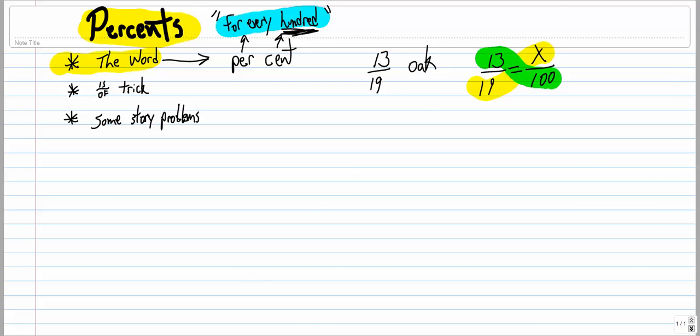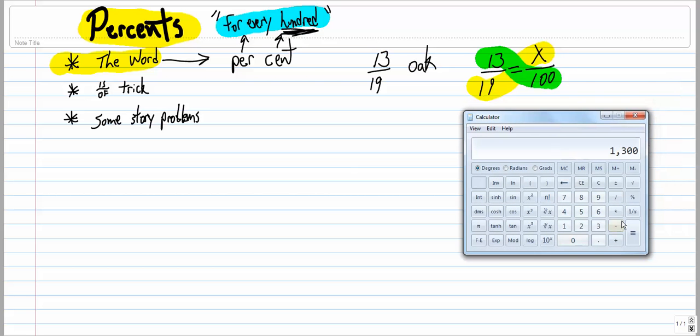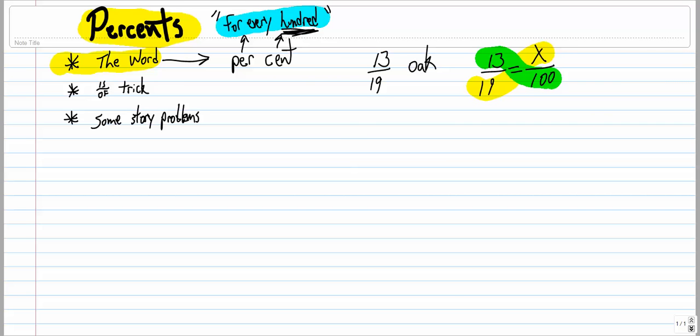Anyway, let's do that. So we've got 1300 divided by 19, 68.42%. So 68.4% of that sample are oaks. So that tells someone that if we had 100 trees, 68.4 of them would be oaks. Well, it's kind of hard to have 0.4 of a tree.